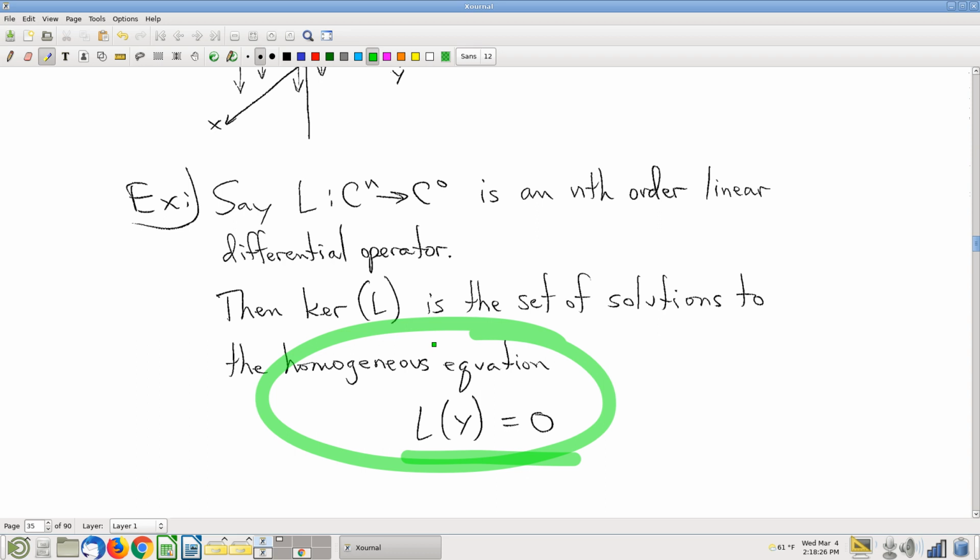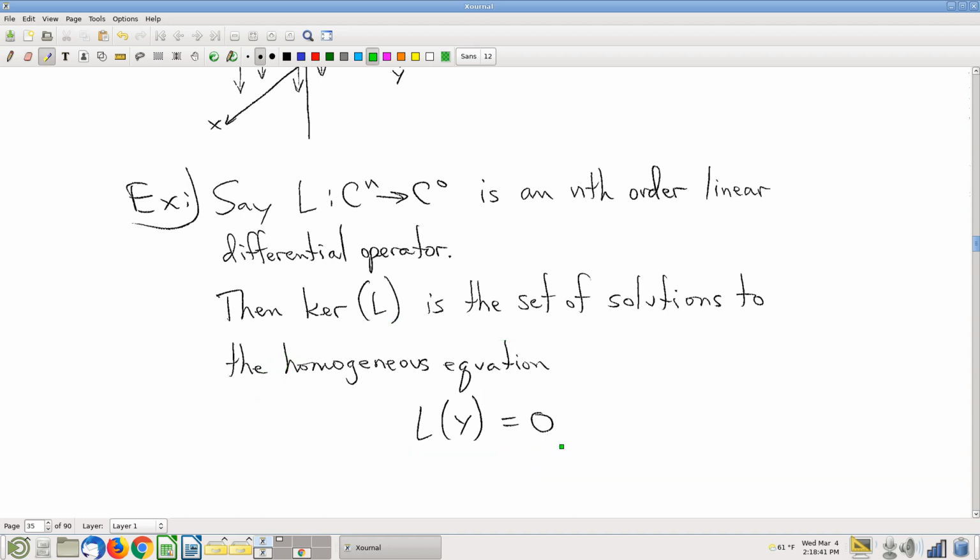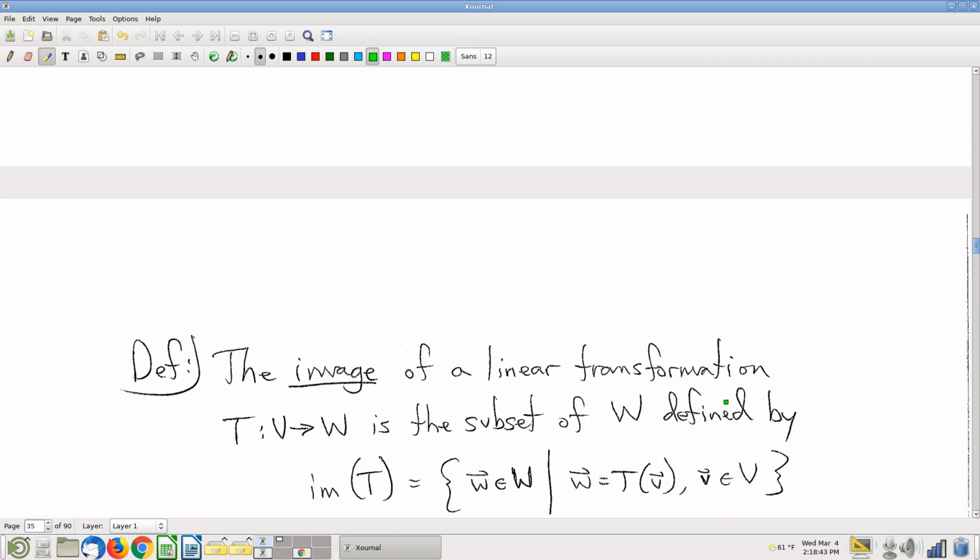Yeah. So again, now we've talked, back in section 4.2, we spent a bunch of time talking about homogeneous solutions. Didn't really say it as such at the time, but we were studying a kernel at that time. Okay. All right, another little bit of terminology.